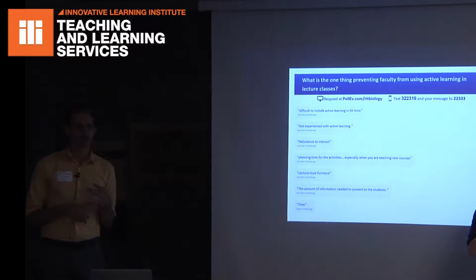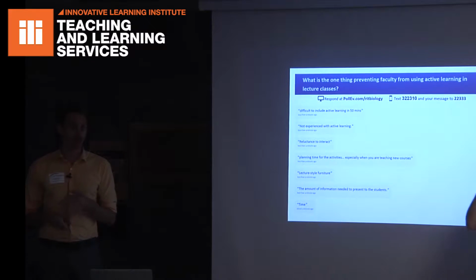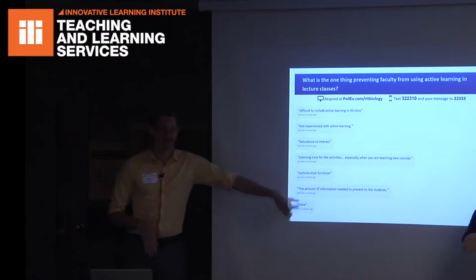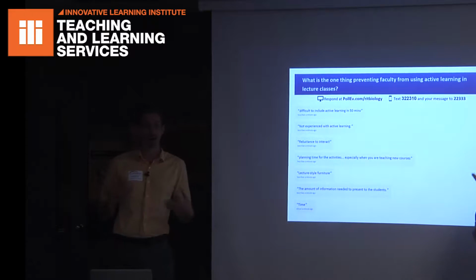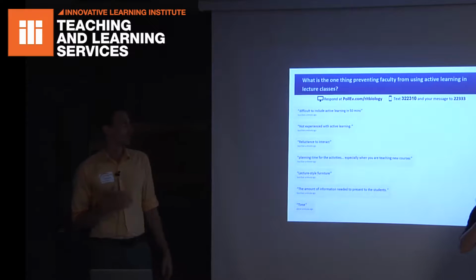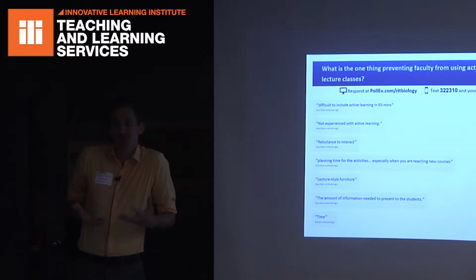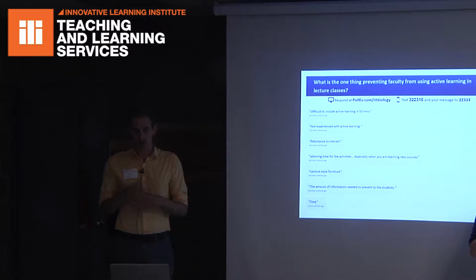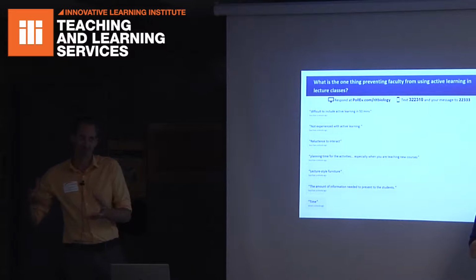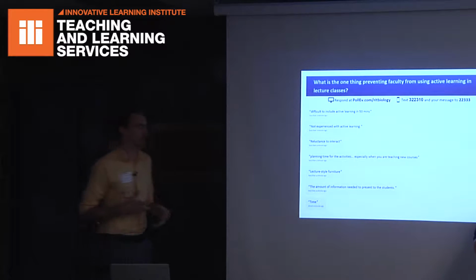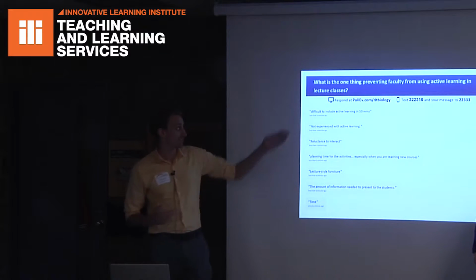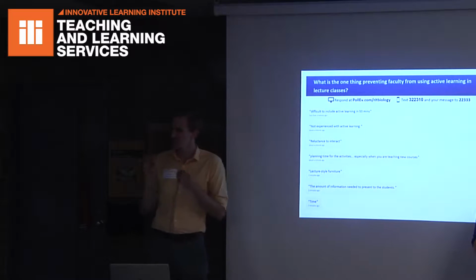Balance between active learning and delivery of information was another one that I heard very often while I was walking around listening. The amount of information that needs to be presented versus the amount of time they need to engage. Reluctance to interact, getting the students to actually want to discuss. A lot of times students will sometimes segregate themselves and not actually engage in the material. Okay? And again, time. Time seems to be the biggest thing.